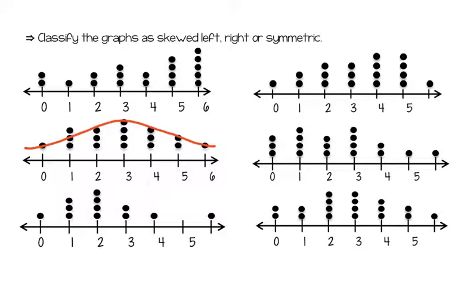Now you can tell by looking at the dots on the dot plot that it's not perfect. It's not perfectly symmetric, but it's pretty close. You've got the concentration of data higher there and then lower on either end. Do you see any other graphs that could be symmetric? So you might have noticed this one is symmetric as well. So those 2 are symmetric.